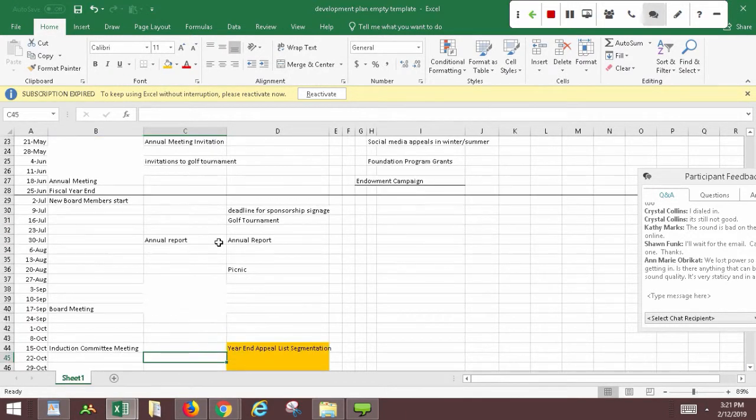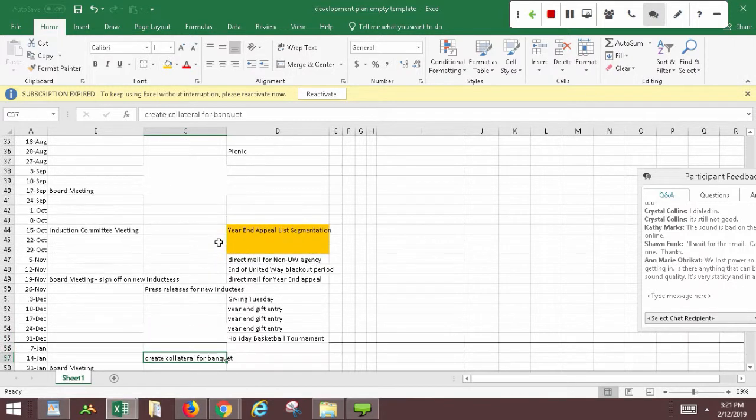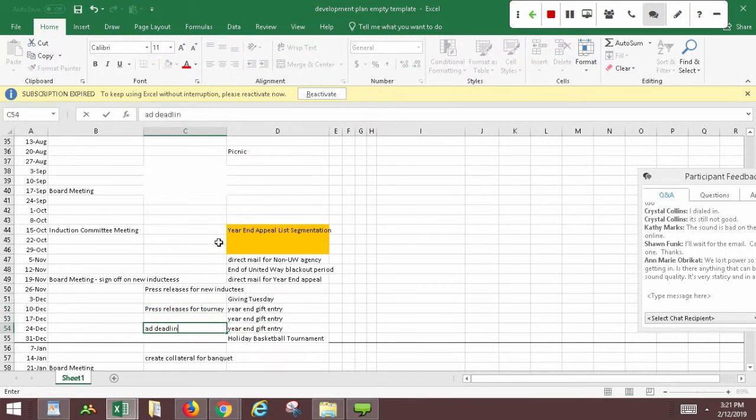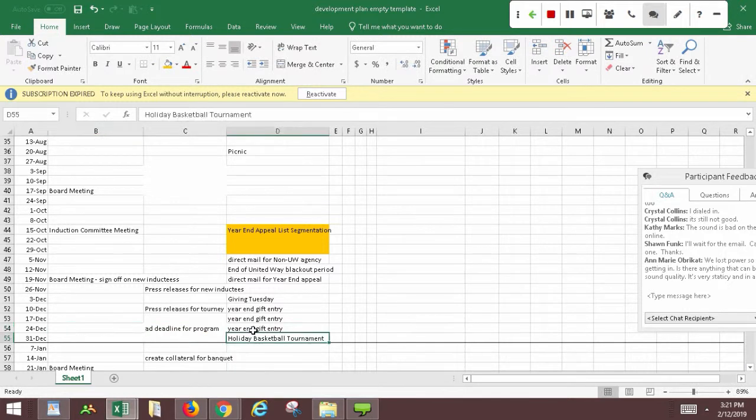As we scroll on down here, the other thing, the holiday basketball tournament, and obviously, that kind of takes care of itself, but you're going to need to do press releases. And you're going to have to have an ad deadline for, again, a printed program, which is the week before Christmas. I hated Christmas. I hated December in this job. It really was a mess.